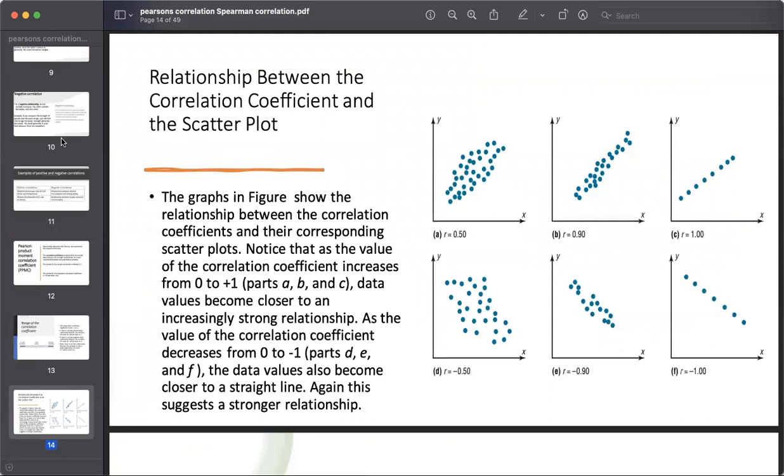The relationship between the correlation coefficient and a scatter plot. The graphs in the figure show the relationship between the correlation coefficients and their corresponding scatter plots. Notice that as the value of the correlation coefficient increases from 0 to positive 1, parts A, B, and C, data values become closer to a straight line, showing an increasingly strong relationship. As the value of the correlation coefficient decreases from 0 to negative 1, parts D, E, and F, the data values also become closer to a straight line. Again, this suggests a strong relationship, as shown in the figures.